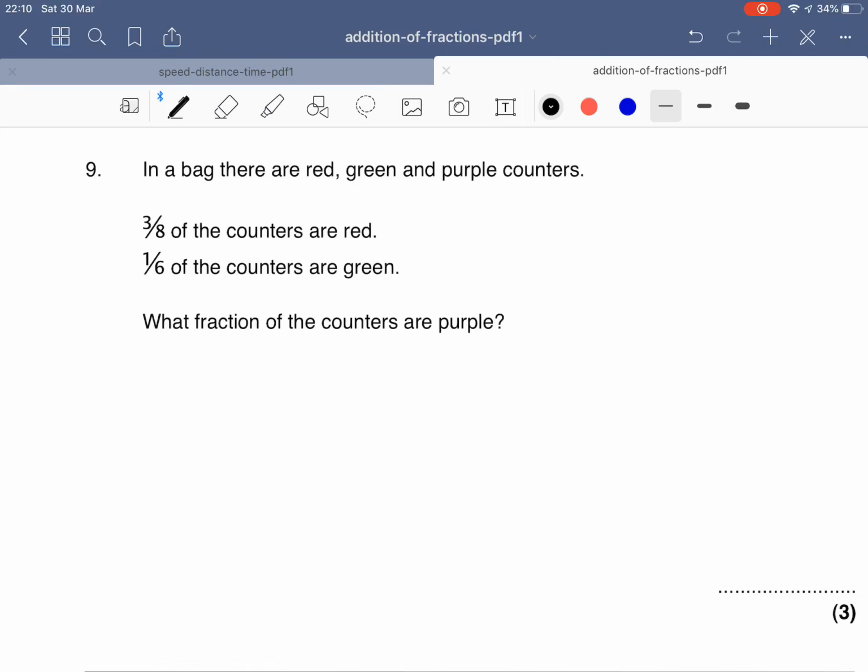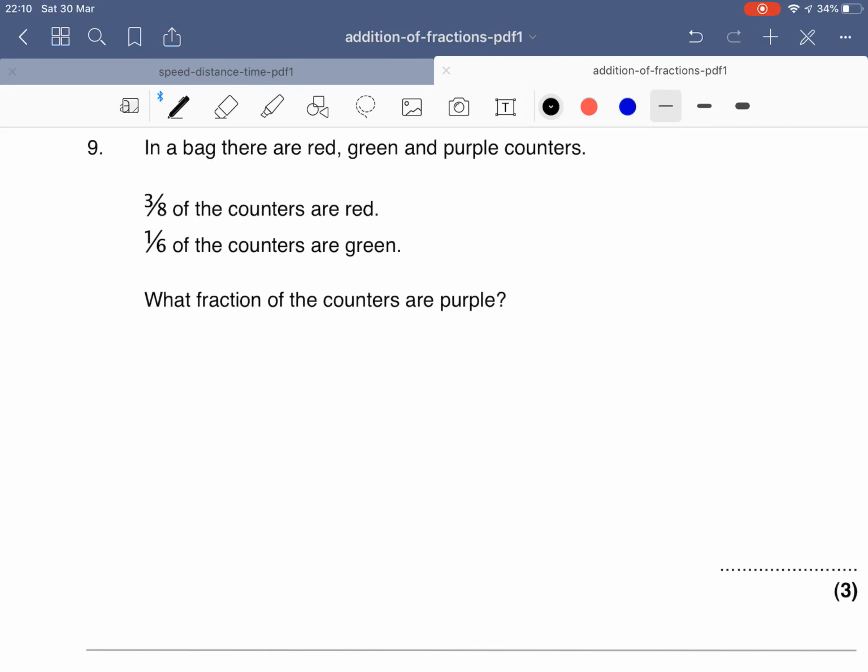In a bag there are red, green and purple counters. 3/8 of the counters are red, 1/6 of the counters are green. What fraction of the counters are purple? So if we've already got 3/8 and we've already got 1/6, if we add those together and then take it away from 1, we'll be able to see how many purple we've got. So we need to add these fractions.